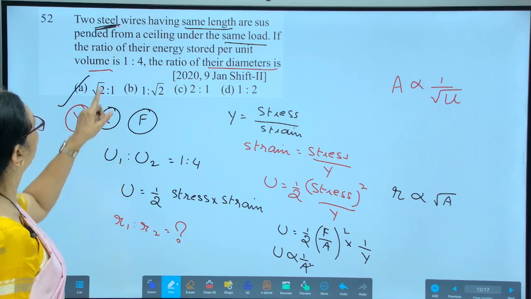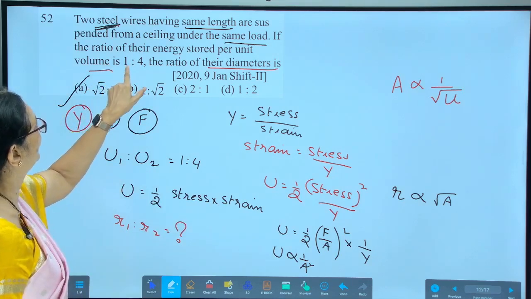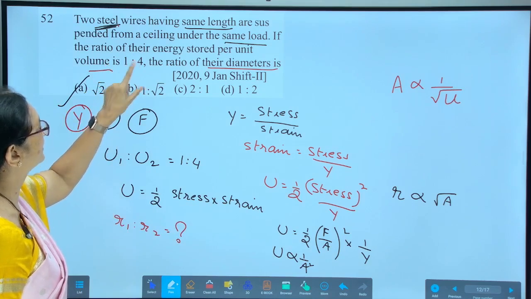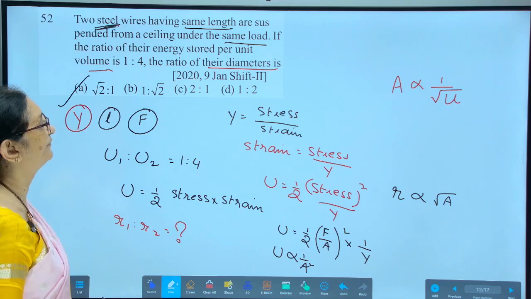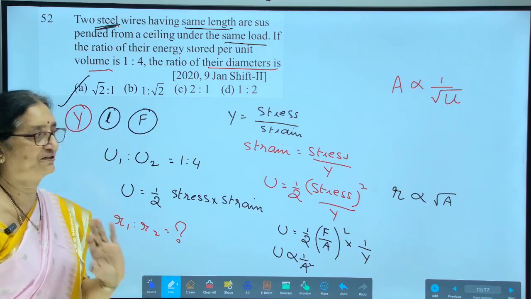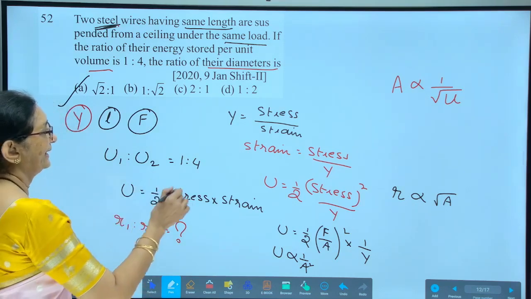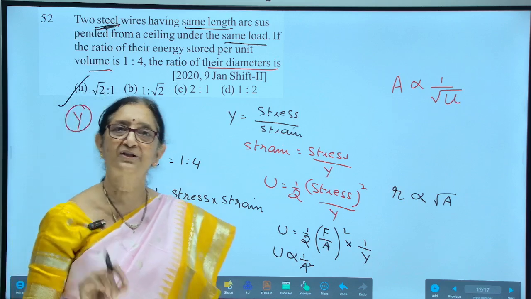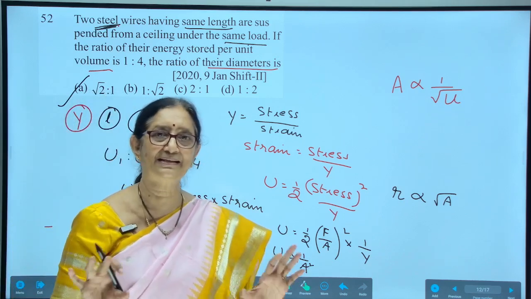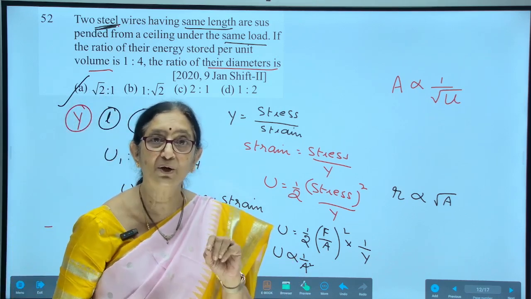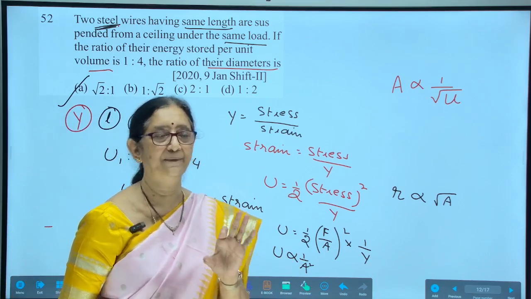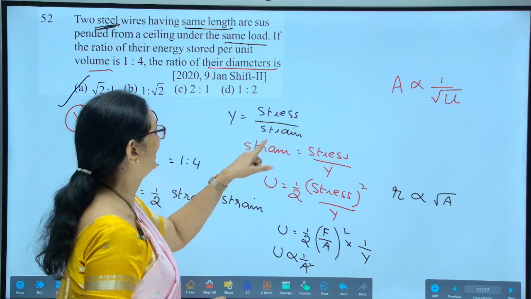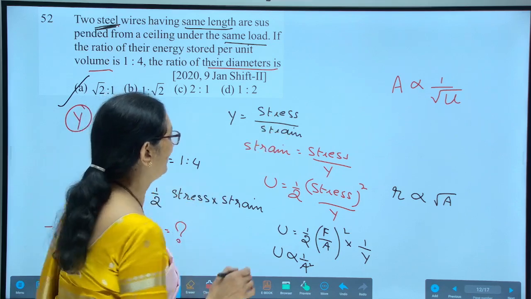Right? See here, the ratio is given as 1 is to 4. You are supposed to find the ratio of the diameters. Look here, there is no information regarding the strain produced, and nothing is asked related to strain. So, we have to replace strain. As stress by strain is Y, strain is equal to stress by Y.